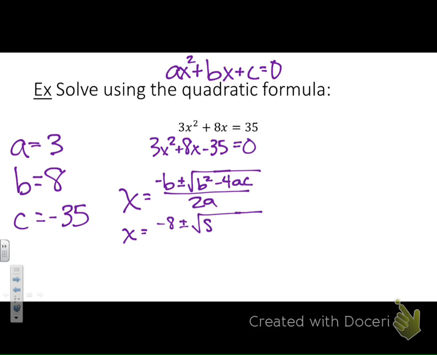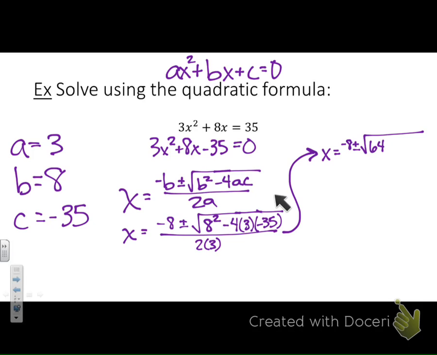Square root of b squared, so I'm just going to put in 8 squared minus 4 times the leading coefficient a times the constant negative 35. This will all be divided at the end by 2 times the leading coefficient. Now it's order of operations. I'm going to have to do all grouping symbols first. Grouping symbols, exponents. So we get 8 squared becomes 64, but I've got negative 4 times 3 times negative 35. That should become a positive. Okay, positive 420. That's all going to be divided by 2 times a, 6.